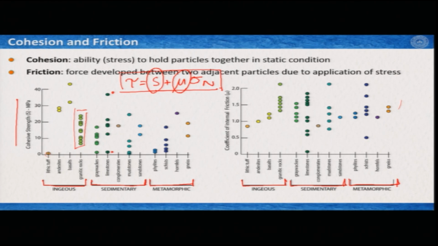For example, this lithic tuff has very low cohesive strength, but its frictional coefficient is quite significant. Similarly, for schists, the cohesion is pretty wide, but its frictional coefficient is even less than the lithic tuff. So, cohesion and friction apparently do not have any relationship. However, this equation we would see now in the light of experiments and many rocks.